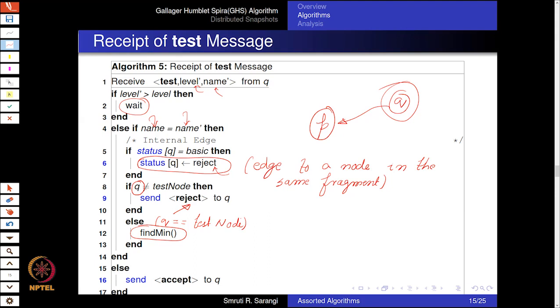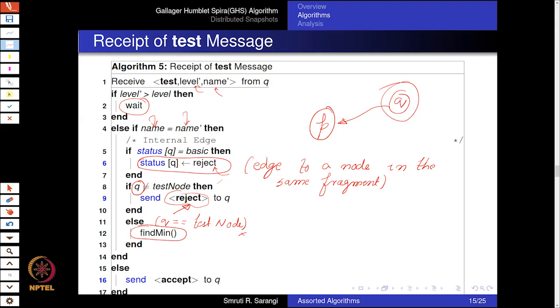As far as we are concerned, I know that Q is a part of my fragment. Q knows that I am a part of his fragment. We mutually know each other if it is this case. If we mutually don't know that, I should make Q explicitly aware of the fact that, look, Q, you should not have sent me a test message in the first place because you and me are a part of the same fragment, so we can never have a connecting edge between us. Hence, I am rejecting this message.